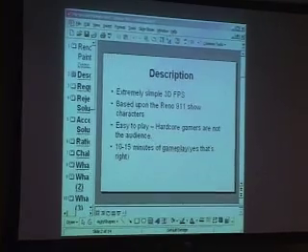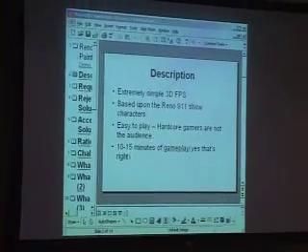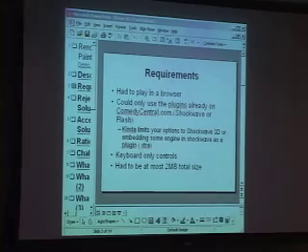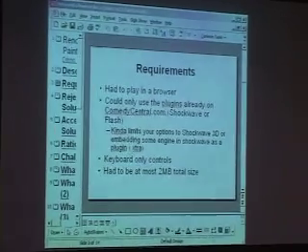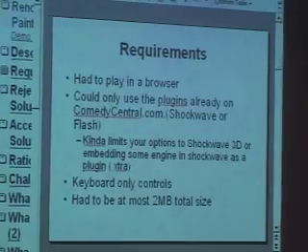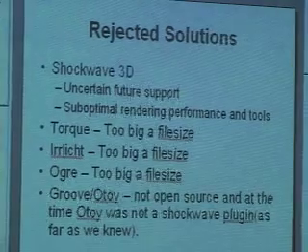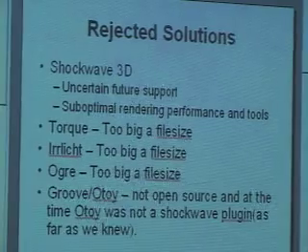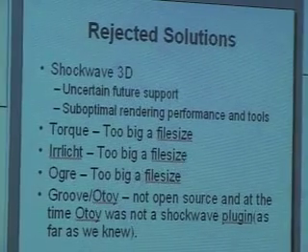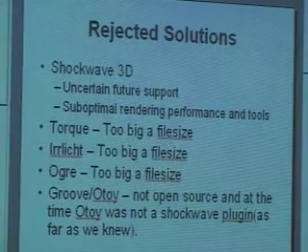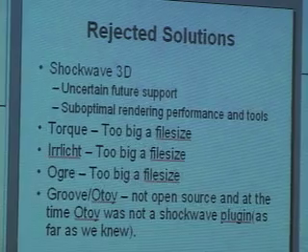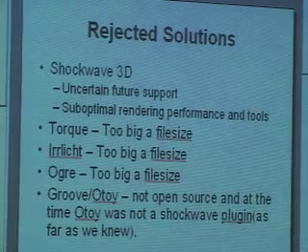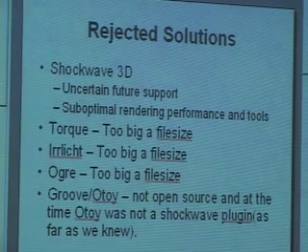You can go to the next one. Oh, great. Okay, you can see that. So the requirements I already went through, and the only thing I didn't mention was that it had to be keyboard-only control. So there's an auto-aiming system. I also went through why we rejected the other technologies. Now, there's another technology I didn't mention called Groove and Otoy. At the time, we didn't know what its capabilities were. It might have actually been a candidate for this, but at the time, we didn't know that.